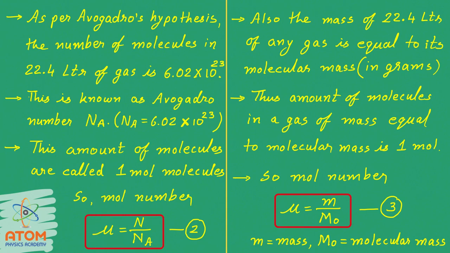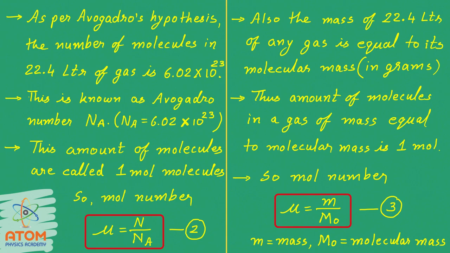Alright. Now, the mass of 22.4 liter of any gas is equal to its molecular mass in grams. I repeat, if you take any gas that is having a volume of 22.4 liter, then the mass of this gas will be equal to its molecular mass. For example, the molecular mass of nitrogen is 14 gram, right? So when you take 22.4 liter of nitrogen, then its total mass will be equal to 14 gram, because 14 gram is its molecular mass.